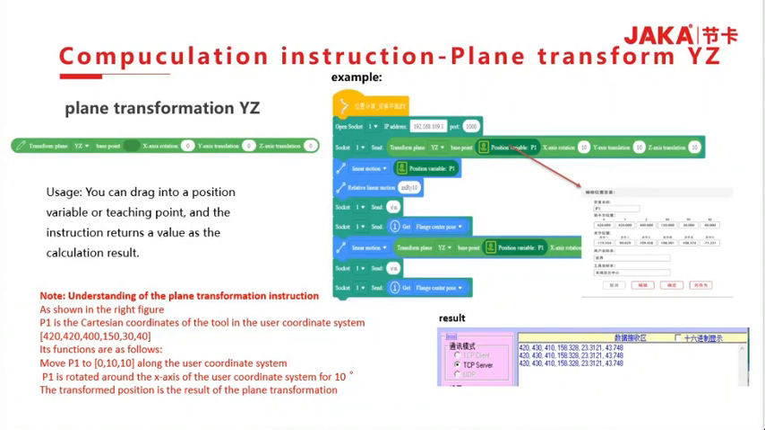Plane transformation YZ can be used to drag in a position variable or teaching points. The command's return value is the calculation result. In the example on the right, the socket connection is opened. The socket sends the plane transformation result. The robot moves linearly to the position P1, and then it moves in a relative linear motion under the user coordinate system.